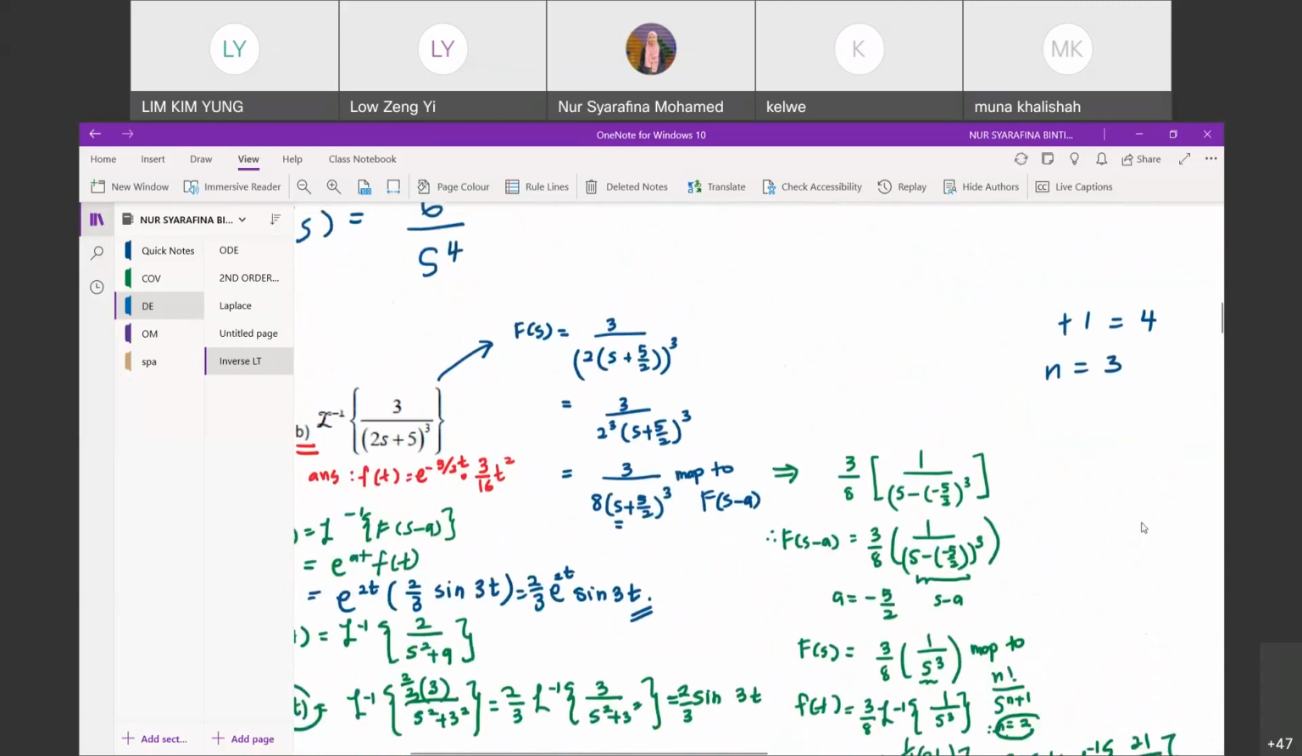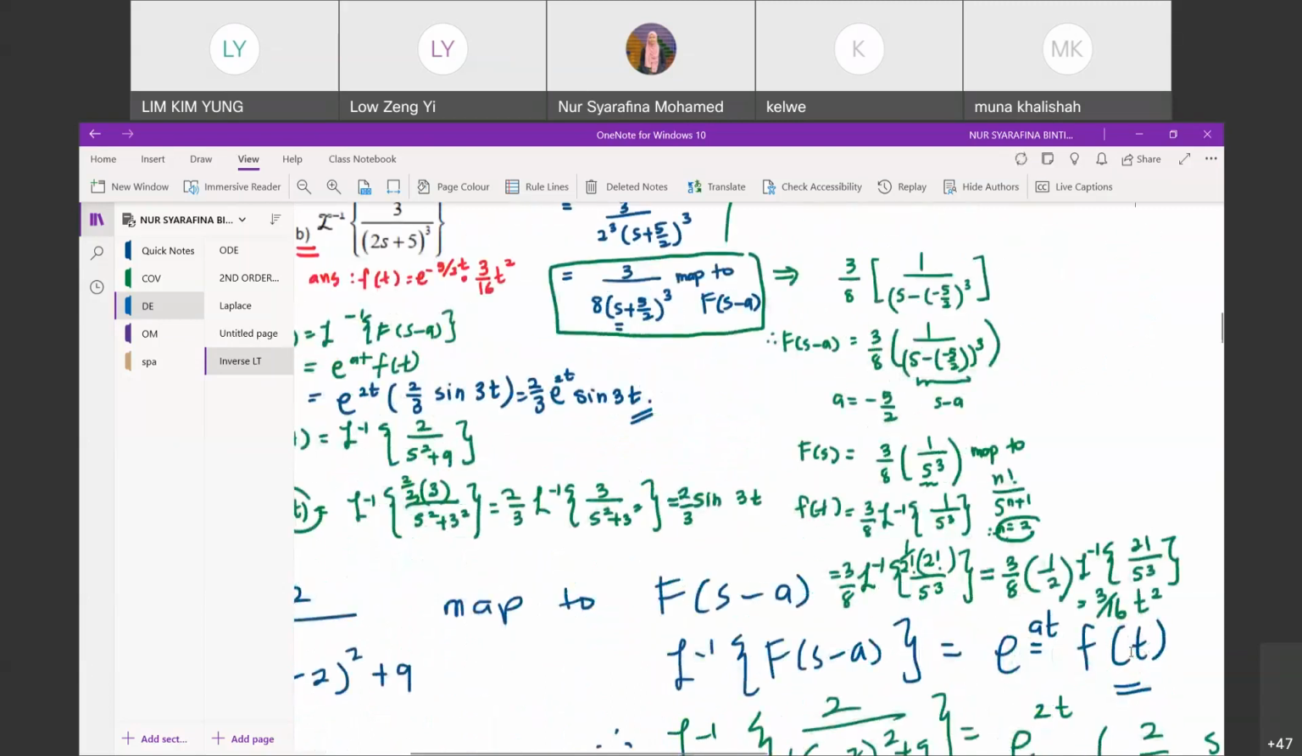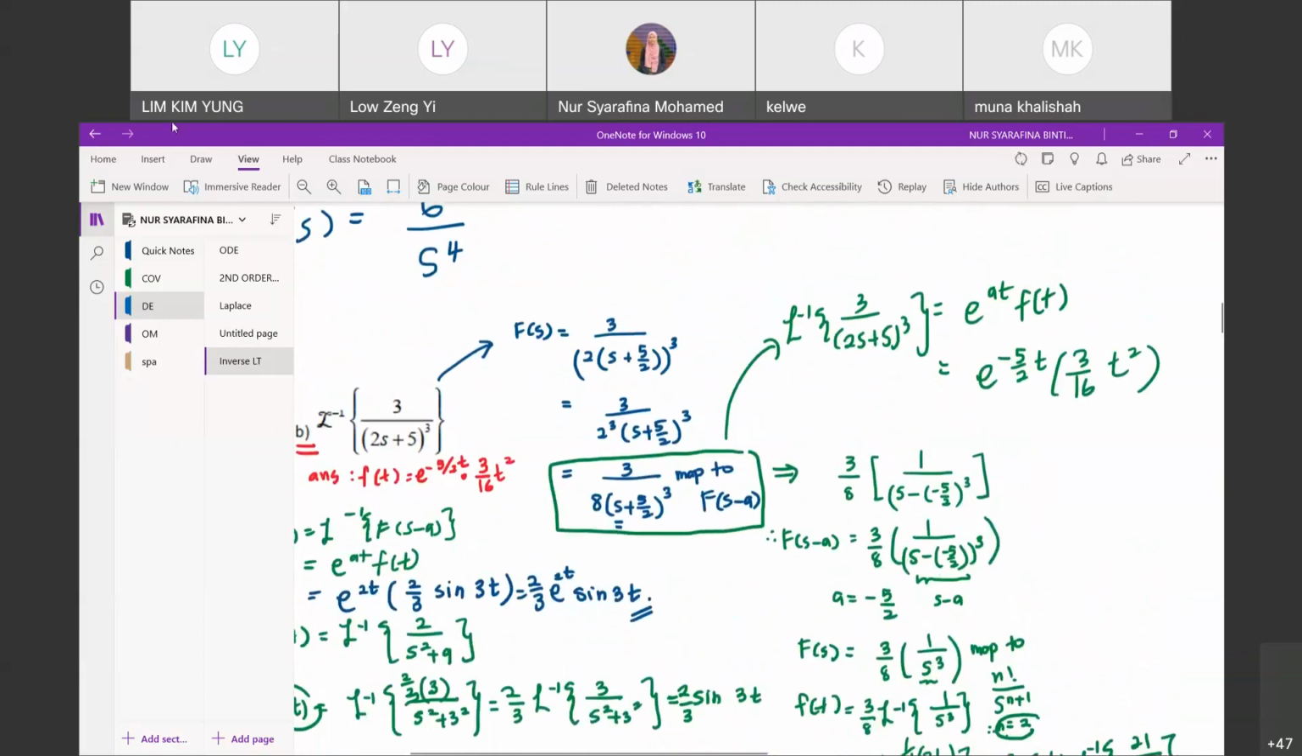So from here, when it is mapped to F(s minus a), so the inverse transform of F(s minus a) equals e to the power of at times f(t), where a is what? a is, the exponent, -5/2 t, and f(t) is 3/16 t squared. Okay, same right with the answer? Okay, clear or not?